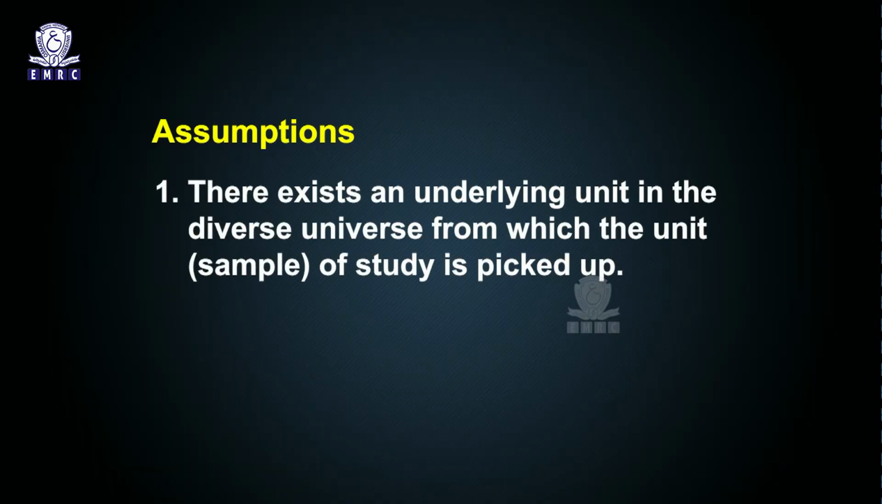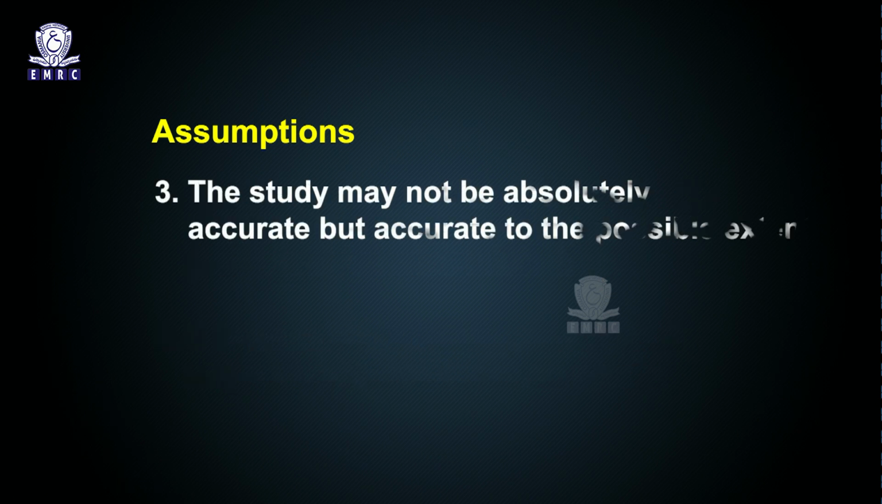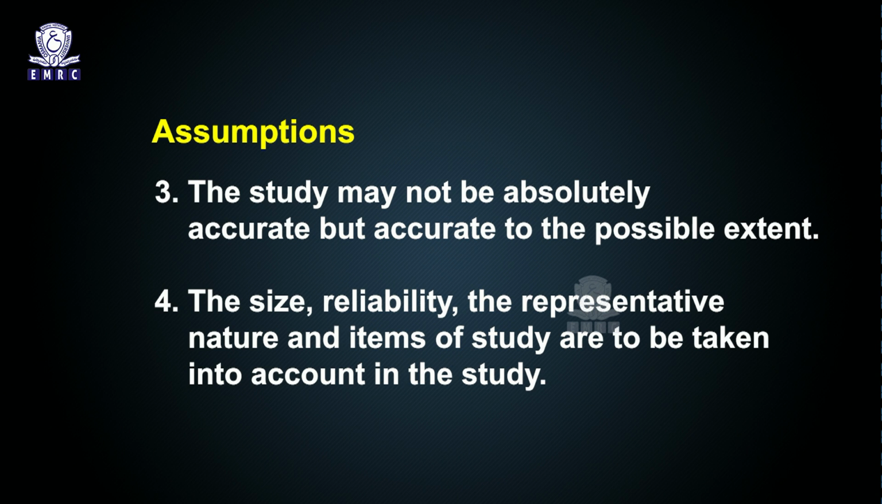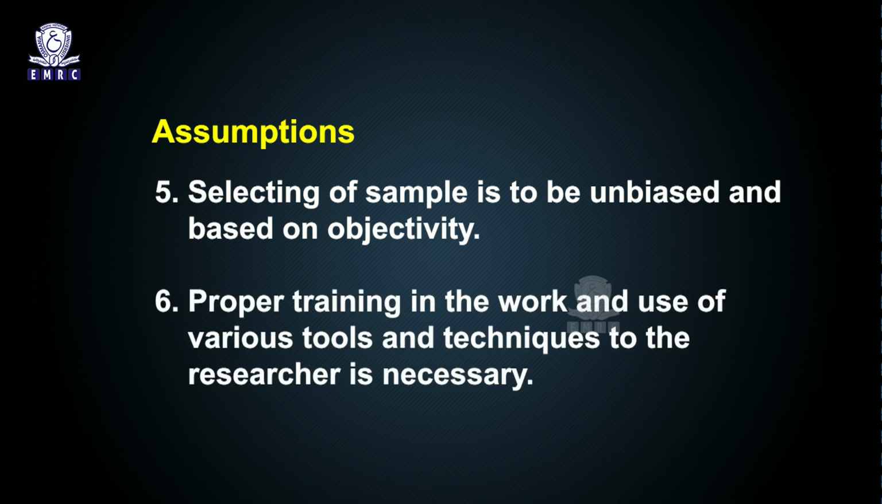Assumptions. The basic assumptions in sampling techniques are: one, there exists an underlying unit in the diverse universe from which the unit of study is picked up. Second, it is possible to have a sample that represents the universe as a whole. The third one, the study may not be absolutely accurate, but accurate to the possible extent. The fourth one is the size, reliability, representative nature, and items of study are to be taken into account in the study. The fifth assumption is selecting of sample is to be unbiased and based on objectivity. The sixth one is proper training in the work and use of various tools and techniques by the researcher is necessary.